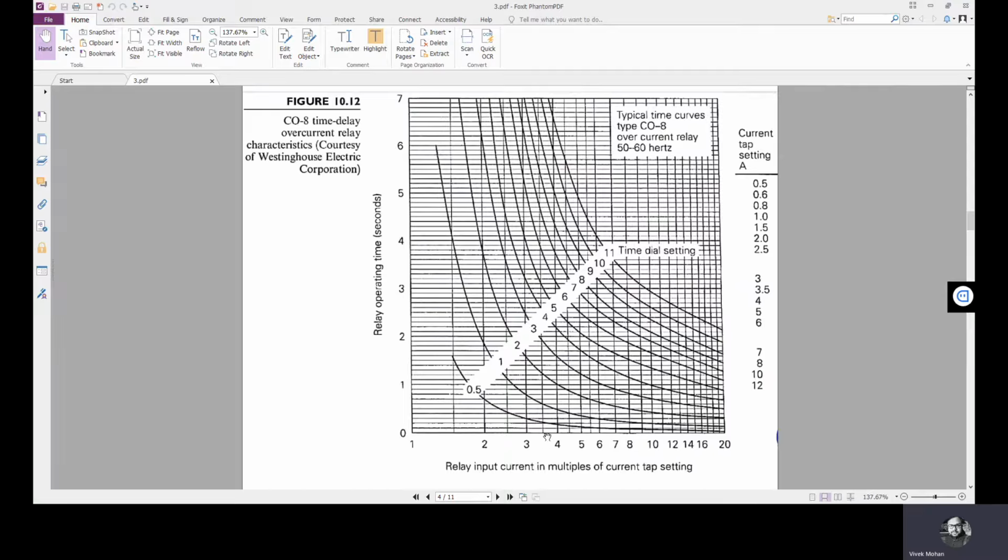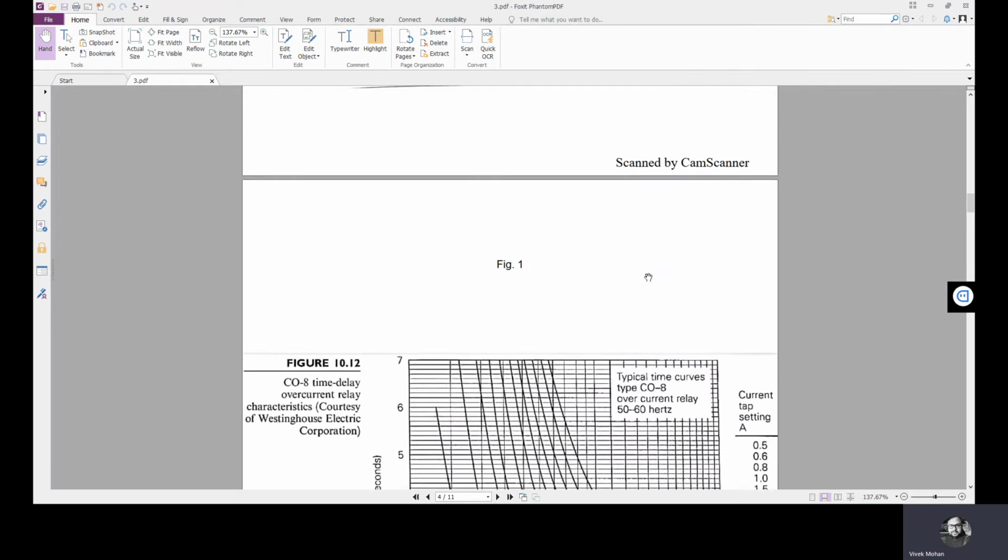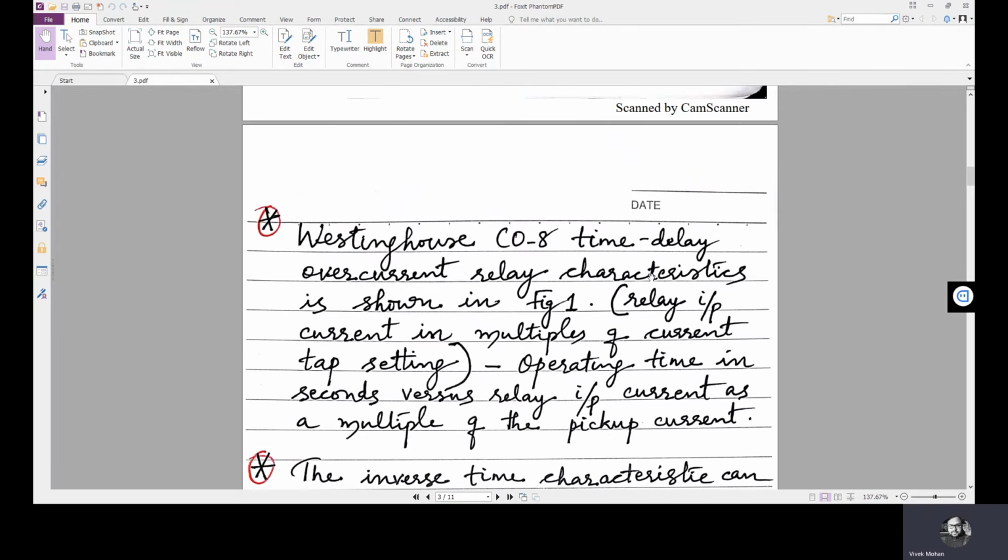That means for a particular current magnitude I dash, which is represented as a multiple of IP, there can be different time delays for the relay to act according to the time dial setting. The inverse relationship between time and current is different for different time dial setting characteristics here. We'll see this with an example.